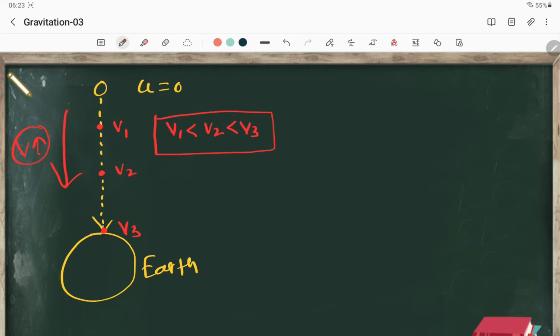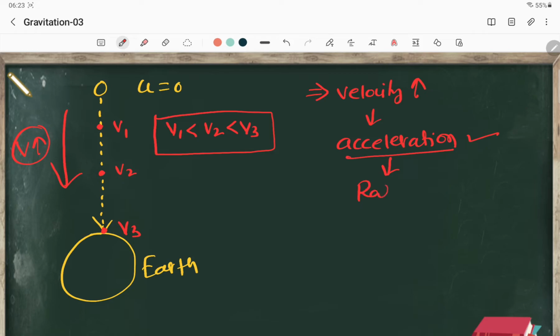If velocity is increasing, what does it mean? Velocity is increasing. That means acceleration is coming into the picture, right? Correct, no? So what do you mean by acceleration? Acceleration is the rate of change of velocity. Correct? Rate of change of velocity is called acceleration.